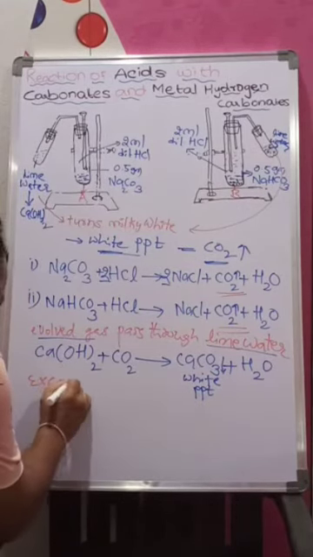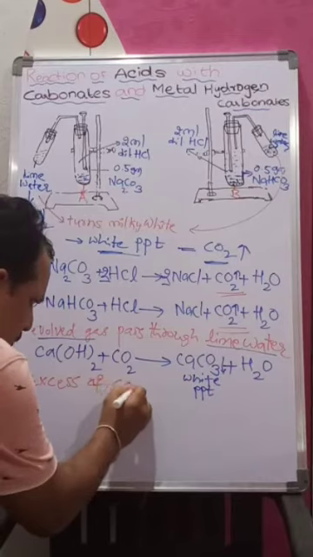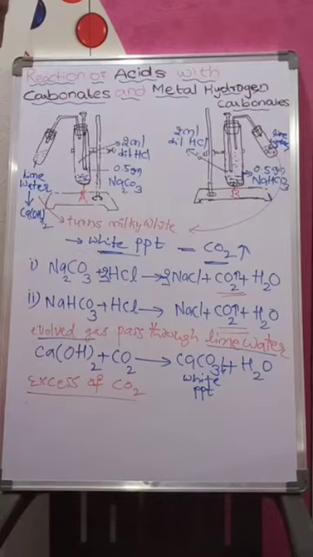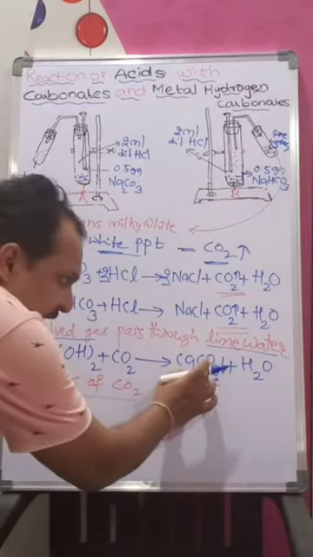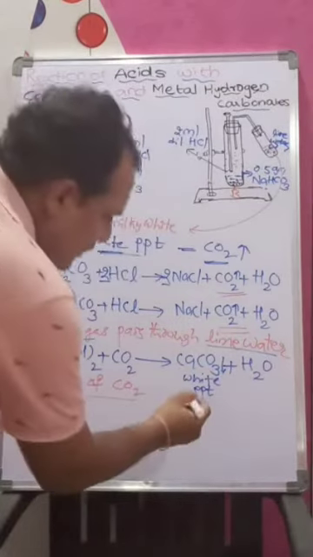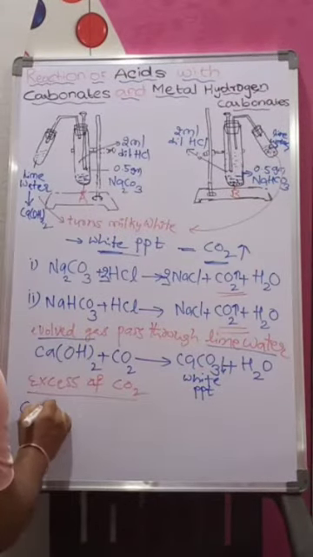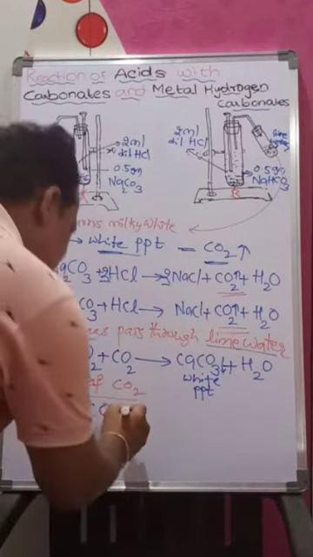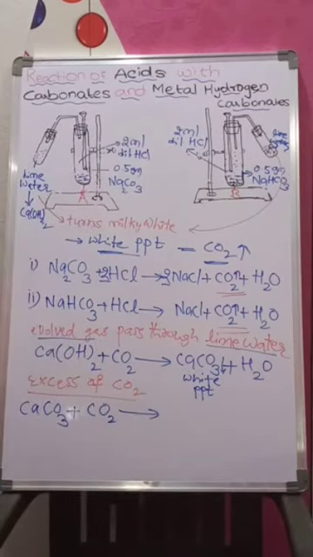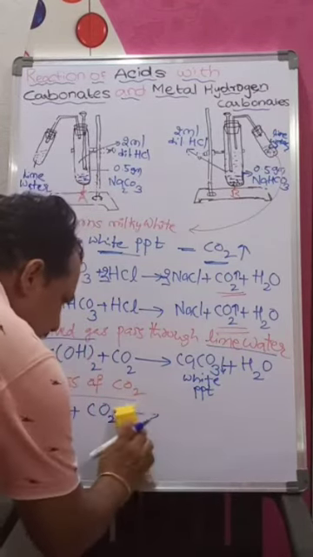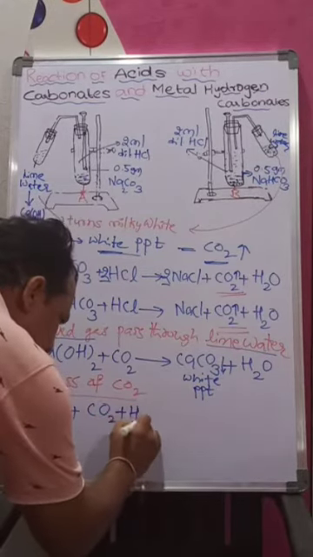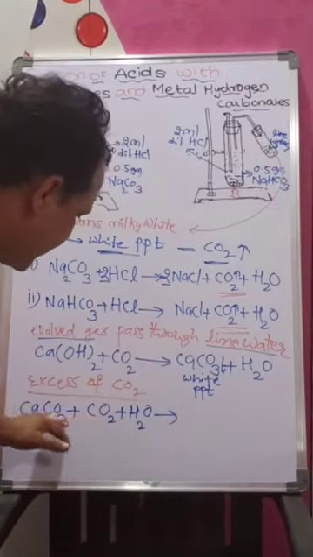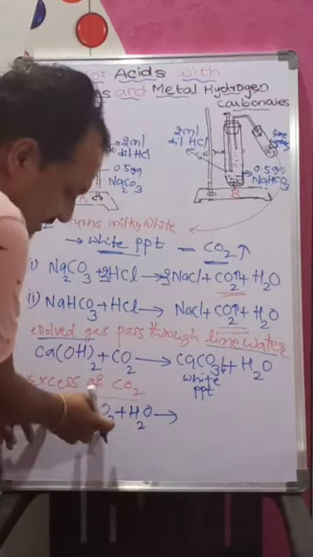Excess of CO2. If the evolved gas is in excess, here the white precipitate CaCO3 is already formed. Then CaCO3 reacts with the excess amount of carbon dioxide, plus H2O. These are the products of the earlier reaction. Now we have to take them as reactants, plus excess carbon dioxide.